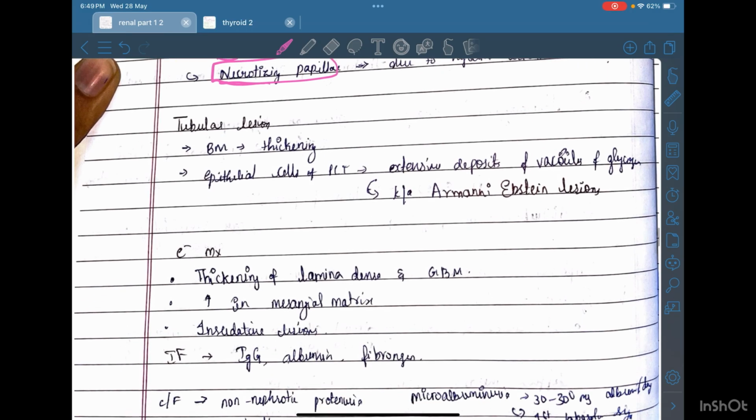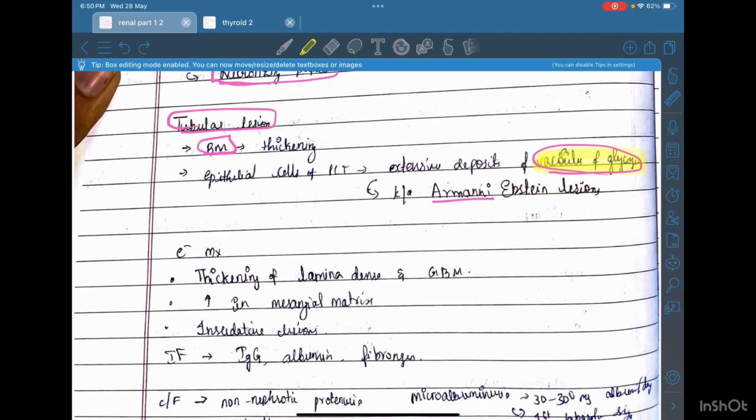Then coming to the tubular region, there will be basement membrane thickening, and in the epithelial PCT cells there will be extensive deposition of vacuoles of glycogen. Because it's a diabetic state, there will be vacuoles of glycogen, right? So this is known as Armanni-Ebstein lesion.